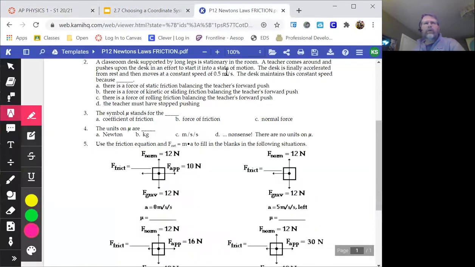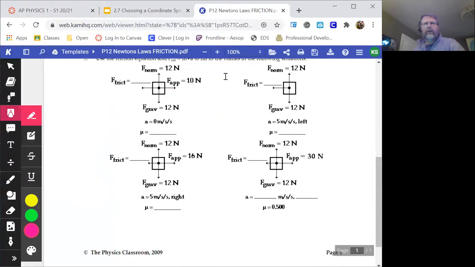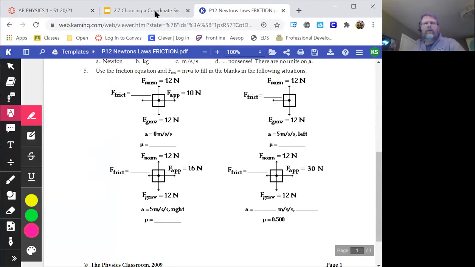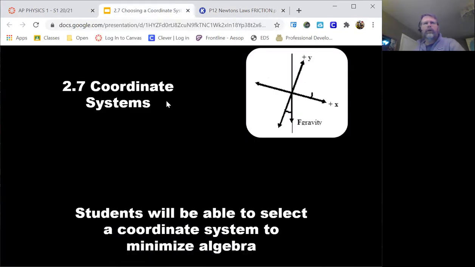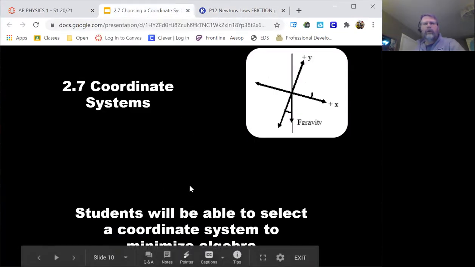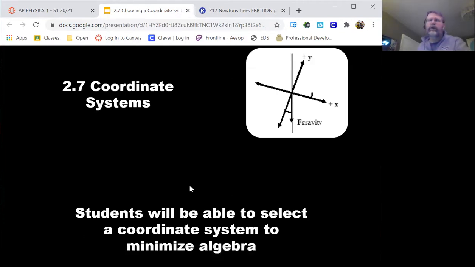So the goal for today, by the way, is we're going to be getting ready for this assignment, friction, and we'll also be able to select a coordinate system to minimize the algebra required for this. Still going to be a significant amount, but hopefully we can pare it down some.